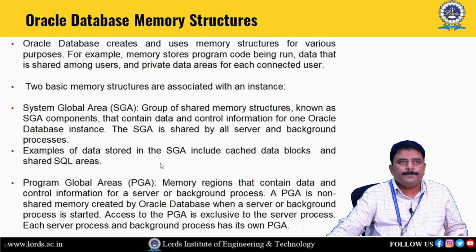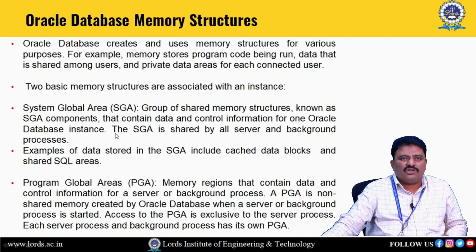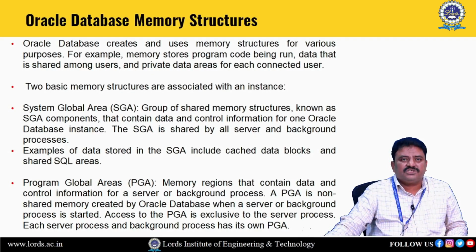Let us see that. Oracle database creates and uses memory structures for various purposes: for memory management, for the code that is being run, for data that is shared among many users, and for data specific to a particular user, that is the private user data. The two memory structures, as I told you, when the instance starts are the SGA and the PGA. The SGA is a group of shared memory structures that contains all the information of the Oracle database instance, and it is shared by all the server processes and the background processes.